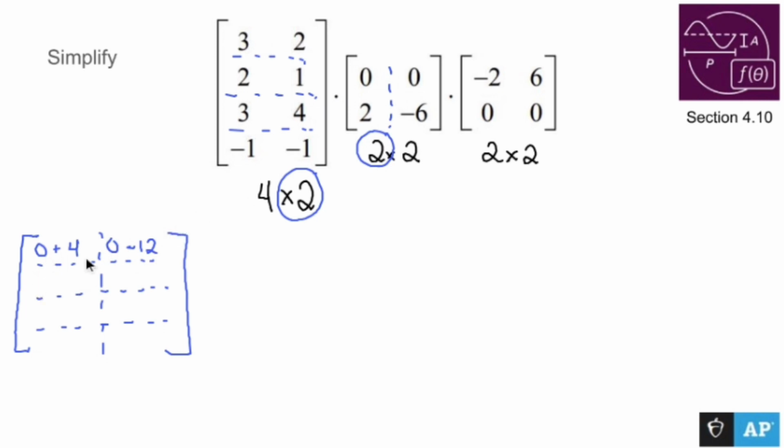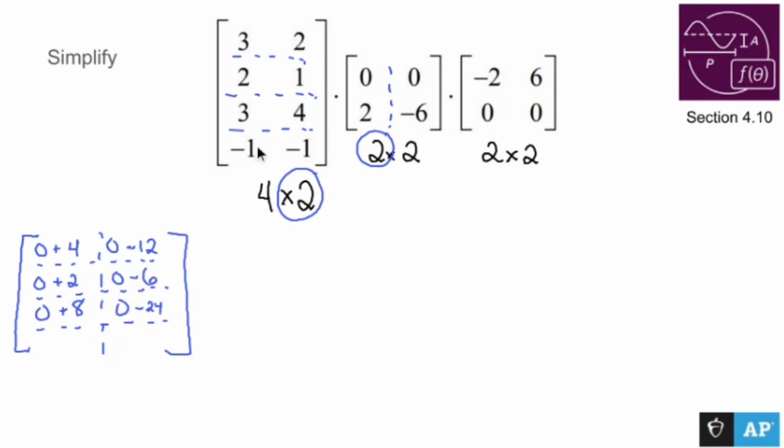Second row, first column: 2 times 0 is 0, 1 times 2 is 2. Second row, second column: 2 times 0 is 0, 1 times -6 is -6. Third row, first column: 3 times 0 is 0, 4 times 2 is 8. Third row, second column: 3 times 0 is 0, 4 times negative 6 is negative 24.